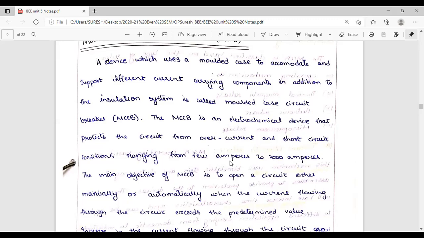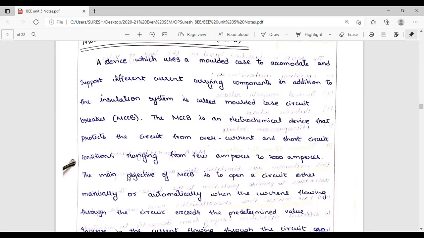Up to 0.1 ampere, if current flows in our body, or up to a maximum of 1 ampere, the current flowing in our body is sustainable. If more than that current flows into our body, blisters will form and shock will affect our body. But here you see 2000 ampere. This MCCB is capable of withstanding 2000 ampere.